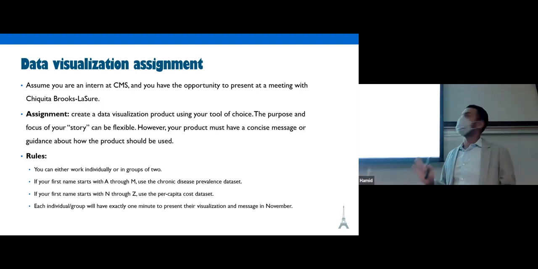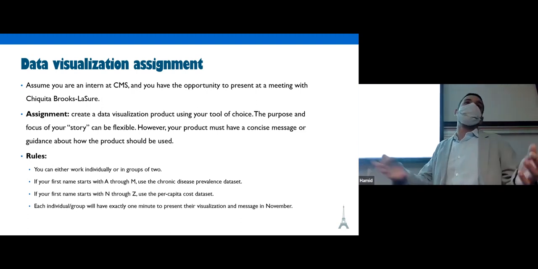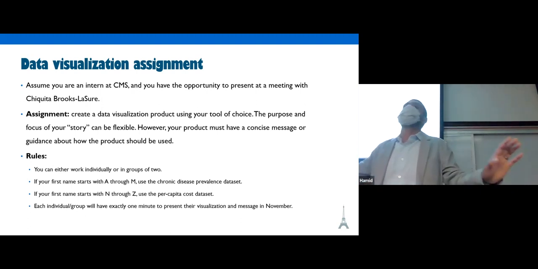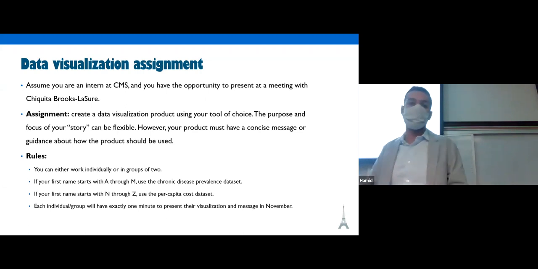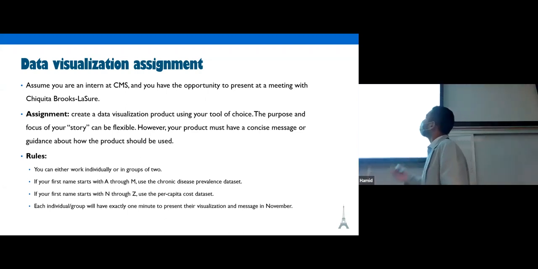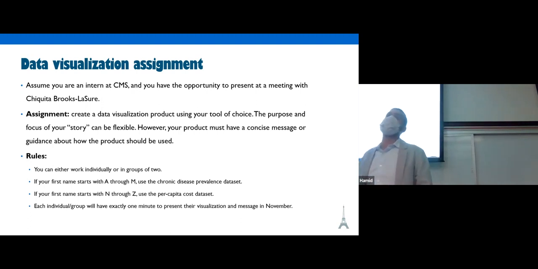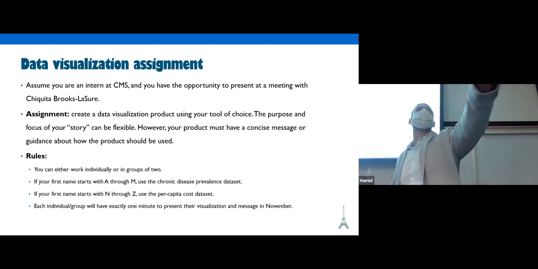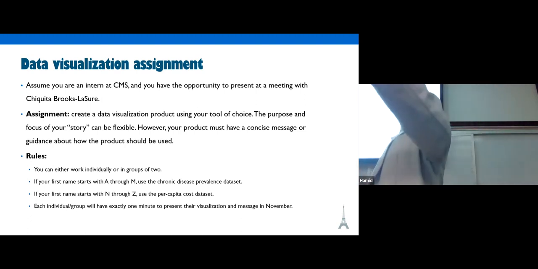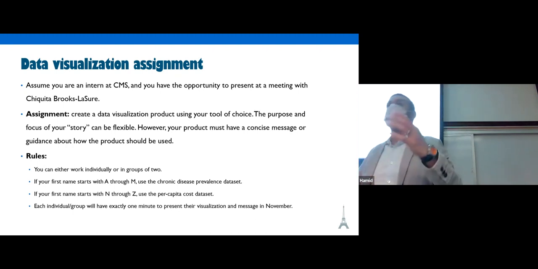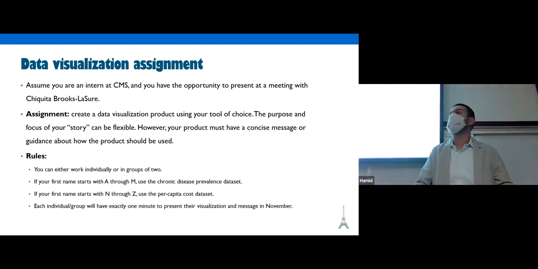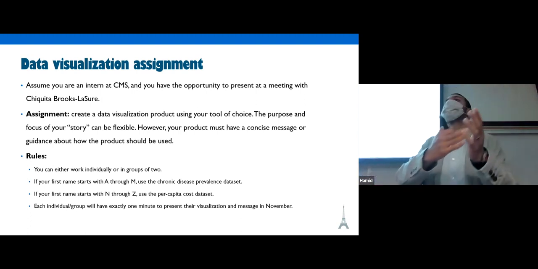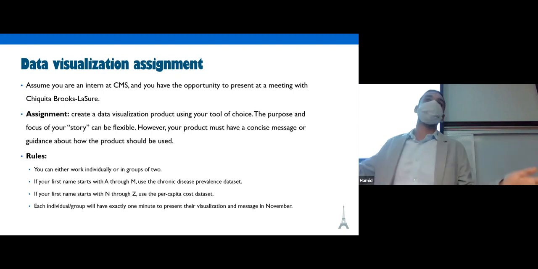The purpose and focus of your story can be very flexible. As you know from these data sets, it's a vast data set with a lot of information. It's totally up to you what you want to present on or what kind of story you want to create. However, your product must have a concise message or guidance about how it should be used. Take some of the examples you talked about, like insurance benefit plan design, education in schools, or budget allocation. Your message could be anything, but it needs to be concise, because there are millions and millions of use cases for data like this.